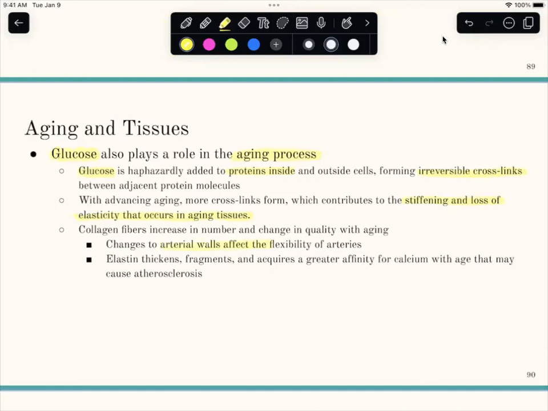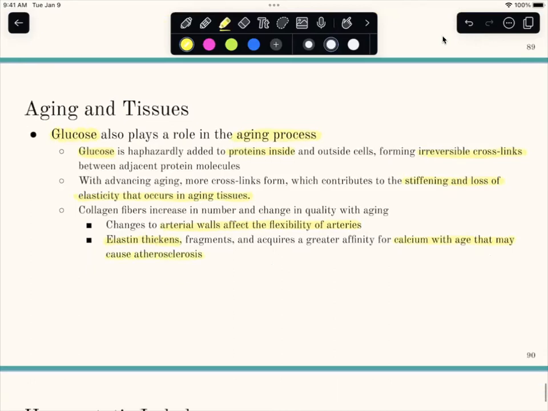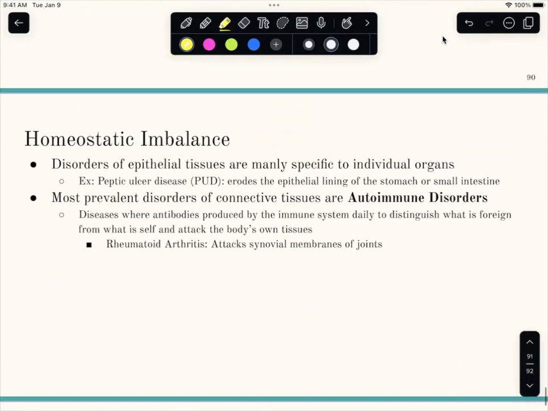Arterial walls aren't as flexible as they used to be, so it's harder to pump blood through. That elastin doesn't stretch as well. It gets thicker, so it's harder to stretch. Calcium can get put into the walls of blood vessels, causing atherosclerosis. Your epithelial cells can cause problems, like peptic ulcers. These are holes in tissues, holes in your stomach, holes in your small intestine.